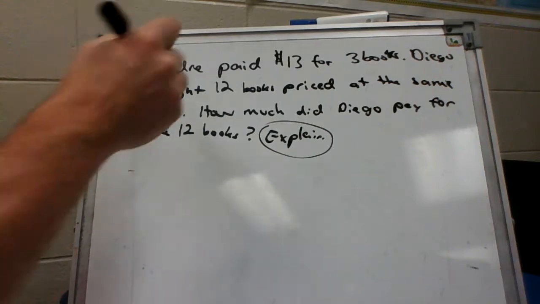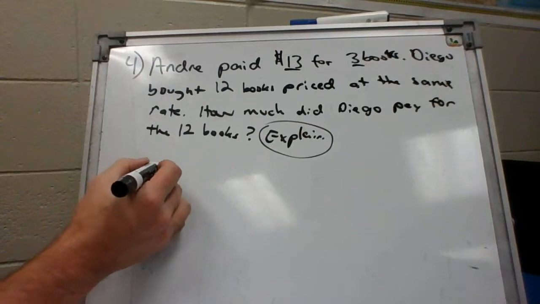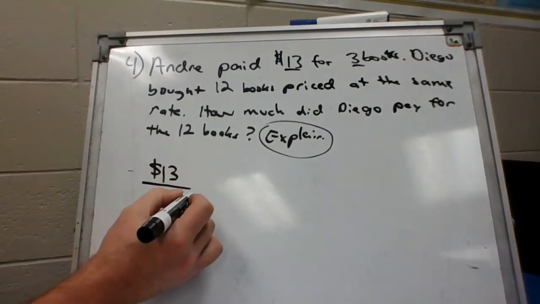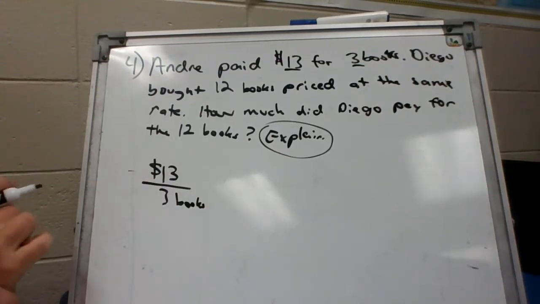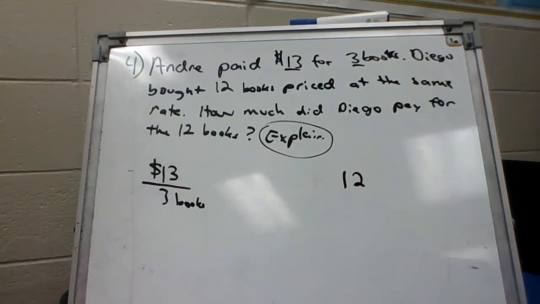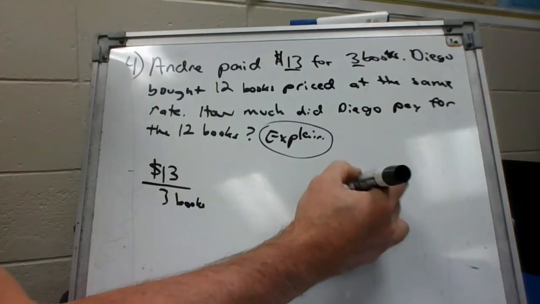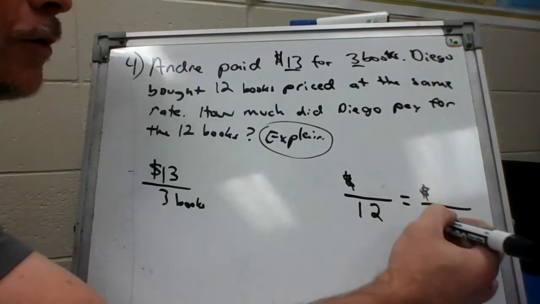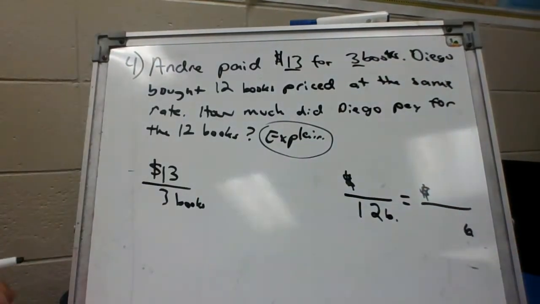So, first of all, when it says he paid $13 for 3 books, okay? Information we need to know: $13, 3 books. All right, now, Diego bought 12 books priced at the same rate. So we've got to figure out how much that rate is. We've got to figure out what we need to do, okay? 12 books.